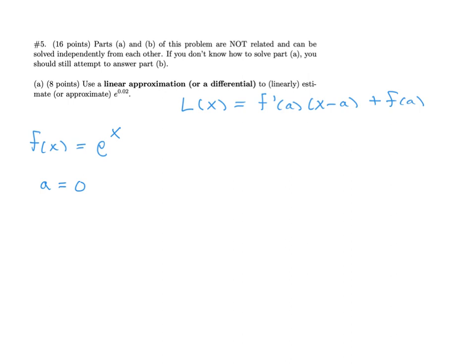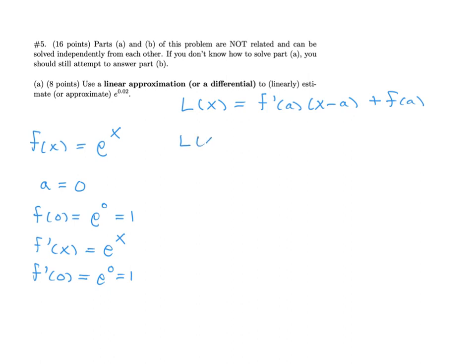To start with, what is f of 0? That's e to the 0, and that's 1. I need to know f prime of 0, so I first need to know f prime of x, and that's just e to the x. And f prime of 0 is e to the 0, which is also 1.